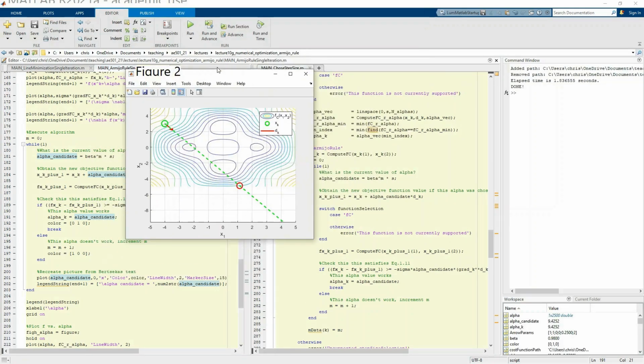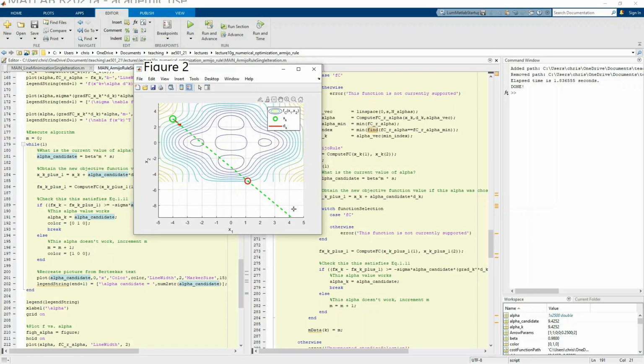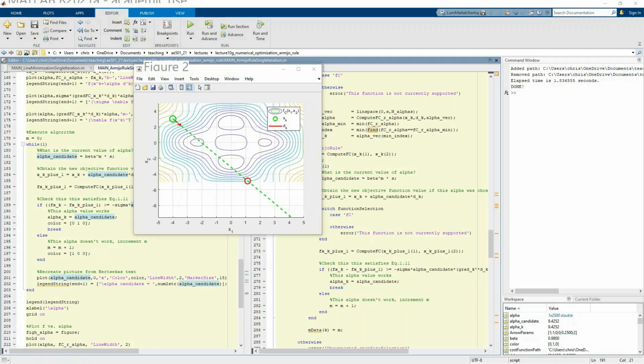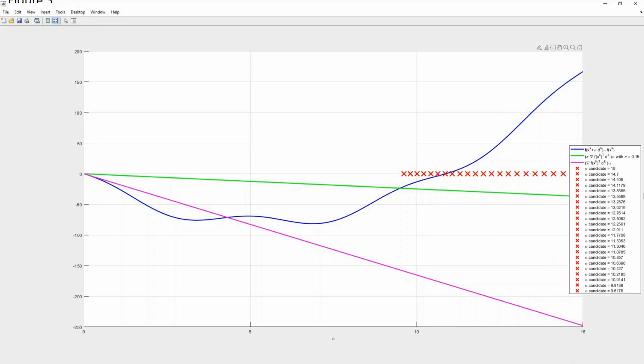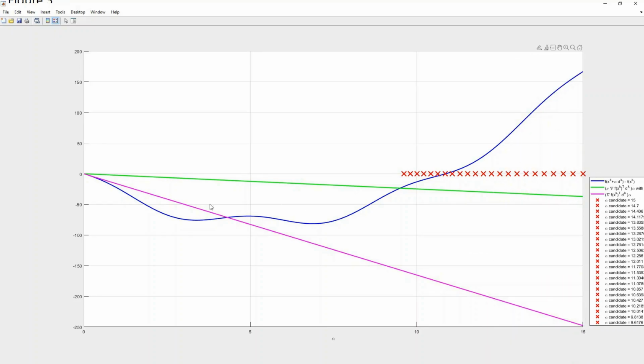Just for giggles, I'll show you the picture that goes along with it. Here's our initial guess location. We're searching along this direction for a maximum of 15 units, and we're just calculating the Armijo rule. And here, let me pull up what the algorithm looks like. Let me get this legend out of the way so we can see what's going on.